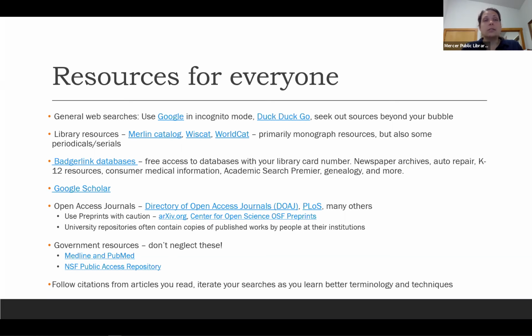On this slide, I've linked a lot of resources that you can use to find reliable information. And all of these are live links, so if you grab the slides off of the website later, you can click on them and get access to them.